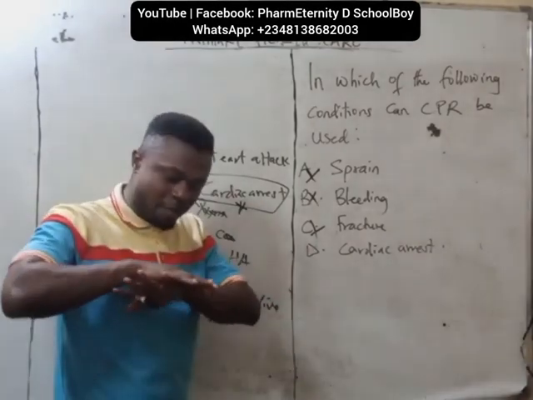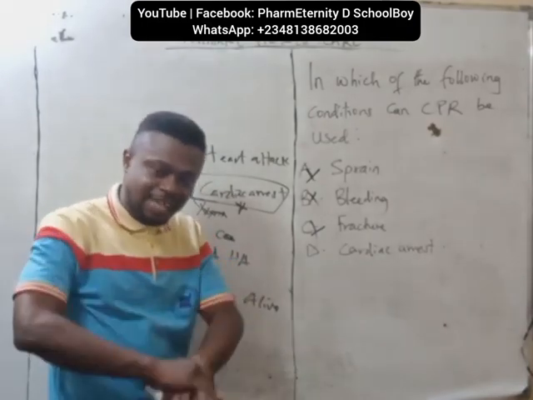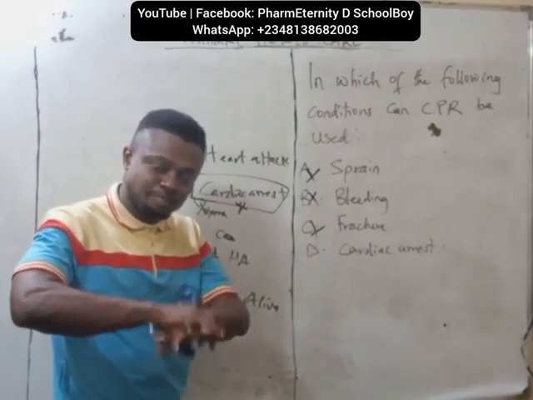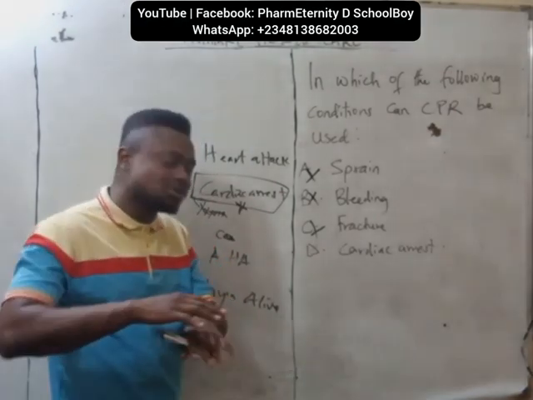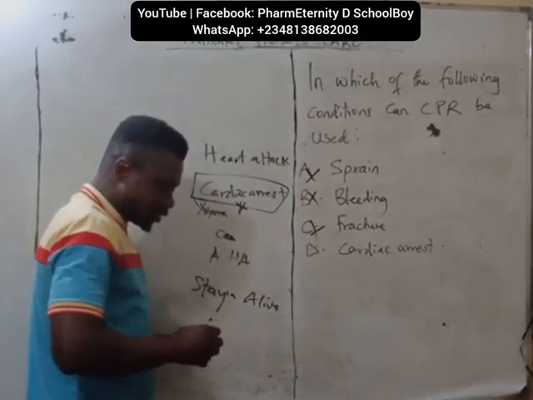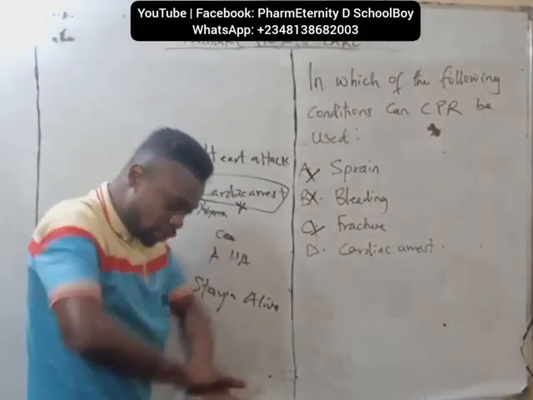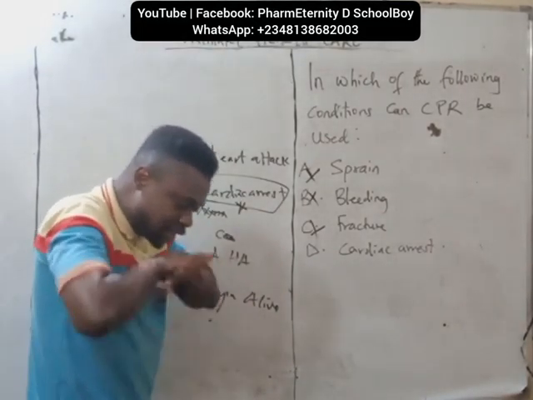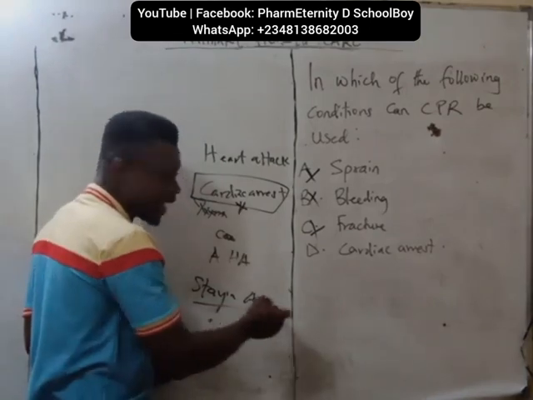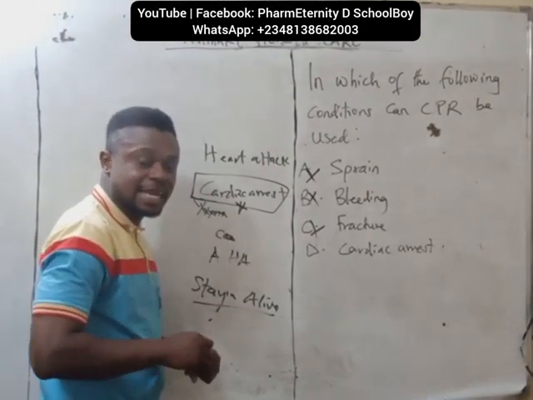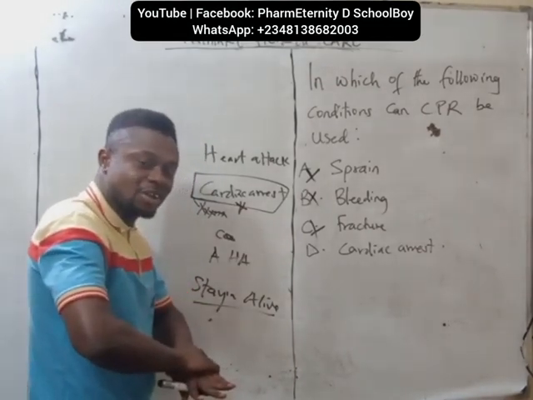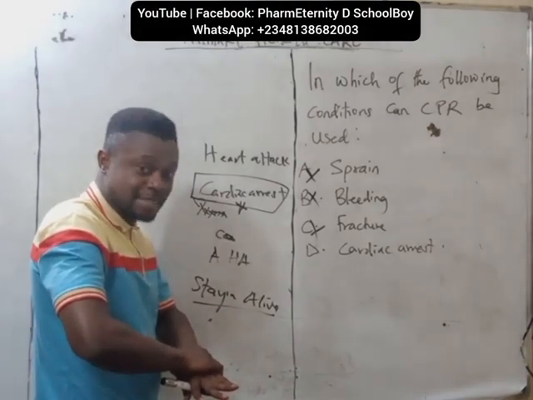You know, as you are compressing, the compression should be about 100 to 120 pushes per minute. So they want it to rhyme with the beats of the song. Each push should rhyme with the beats of the song. Staying alive, staying alive, staying alive, staying alive, as you push. So you have 100 to 120 of these pushes per minute.